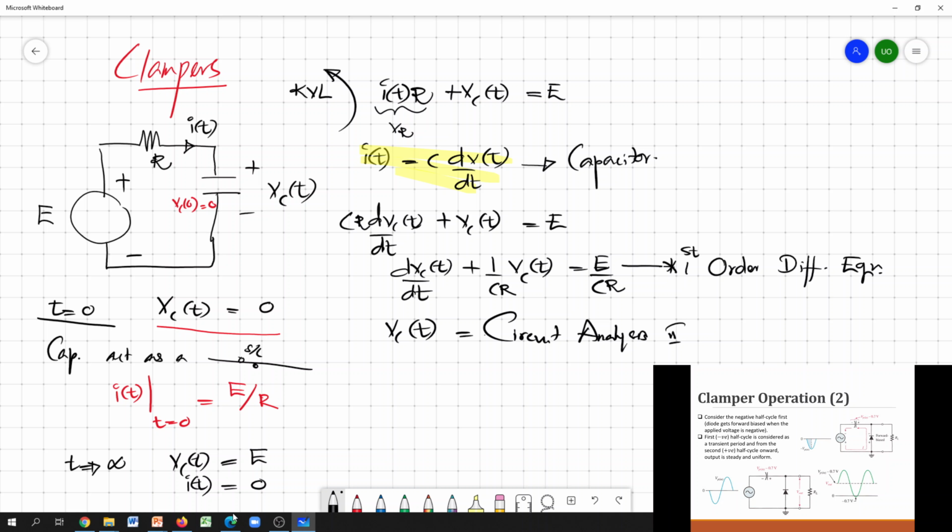So if you draw these two together, this is the variation of the voltage across the capacitor against t. Initially it starts from 0 and gradually builds the voltage across the capacitor up to E. So it's something like that. So this is E.